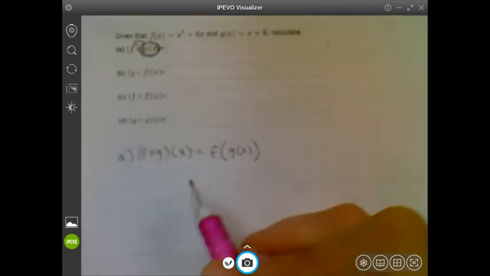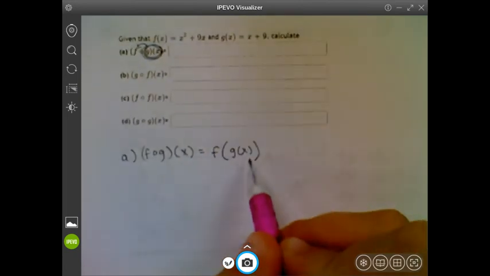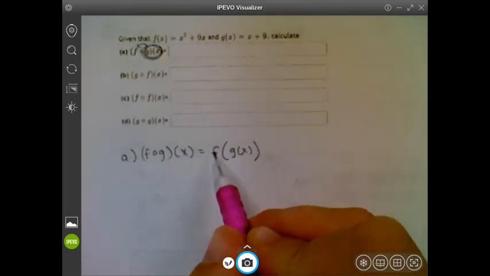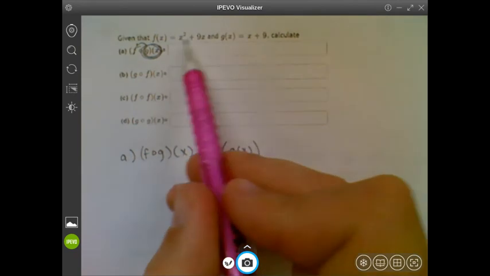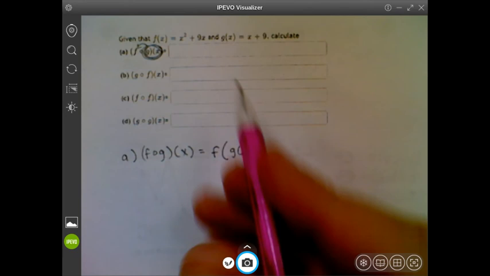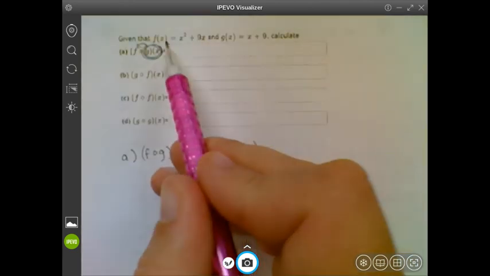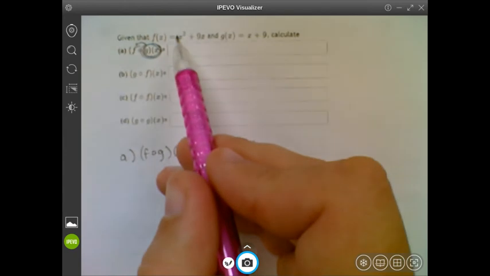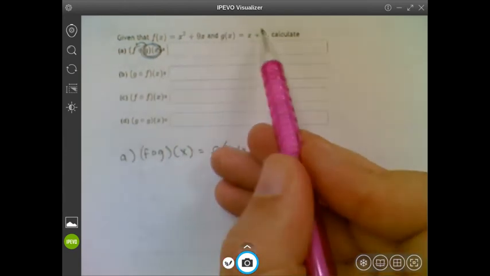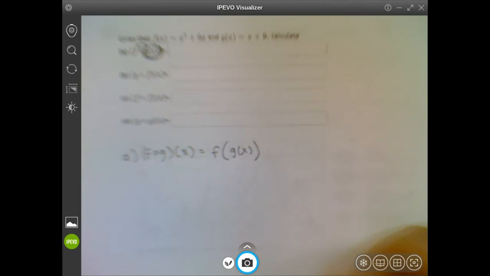All right, so what we're going to do for this problem is we're going to take g of x and we are plugging it into f. So f is our function and g is the one that goes in. So when you write this, you're going to follow the f function, and every time you see an x, you're going to take out that x and plug in the entire g of x function.